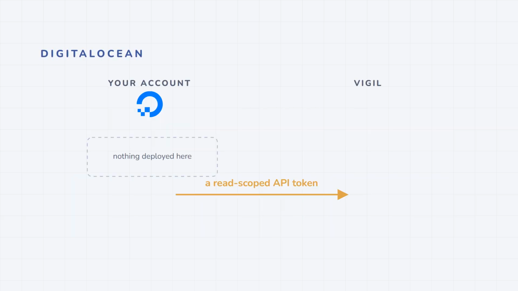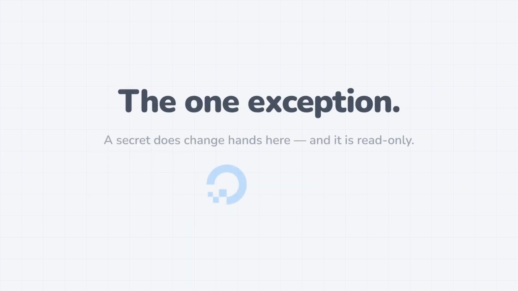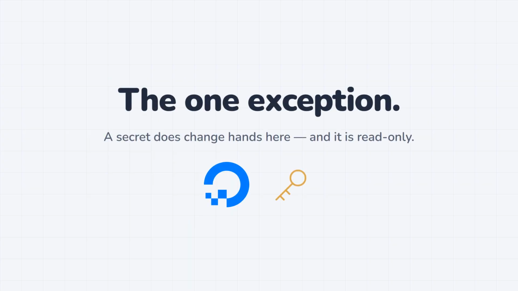DigitalOcean. You create a read scoped API token and you paste it in. Vigil polls the DigitalOcean API on your behalf. Nothing is deployed into your account at all. This is also the one place on this page where a secret does change hands. It's read scoped, but it's a token and it's worth being straight about that.